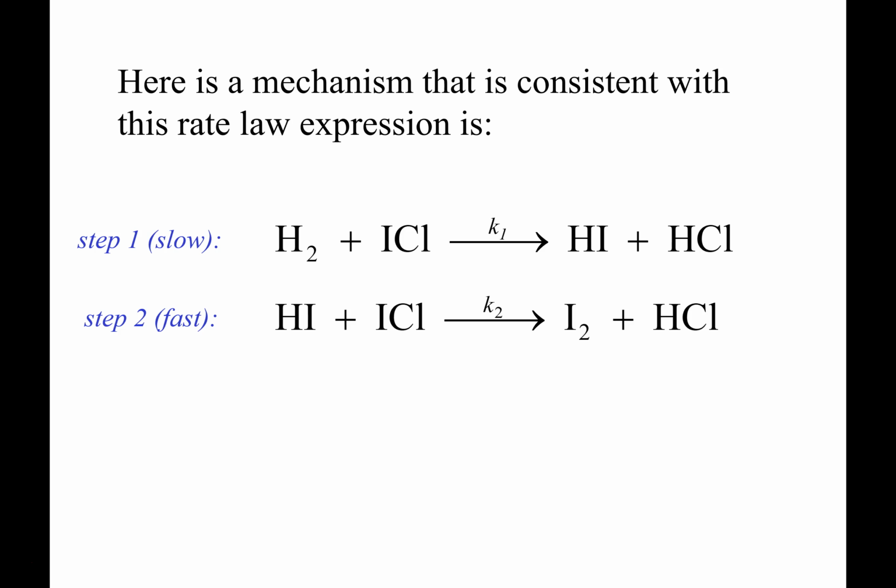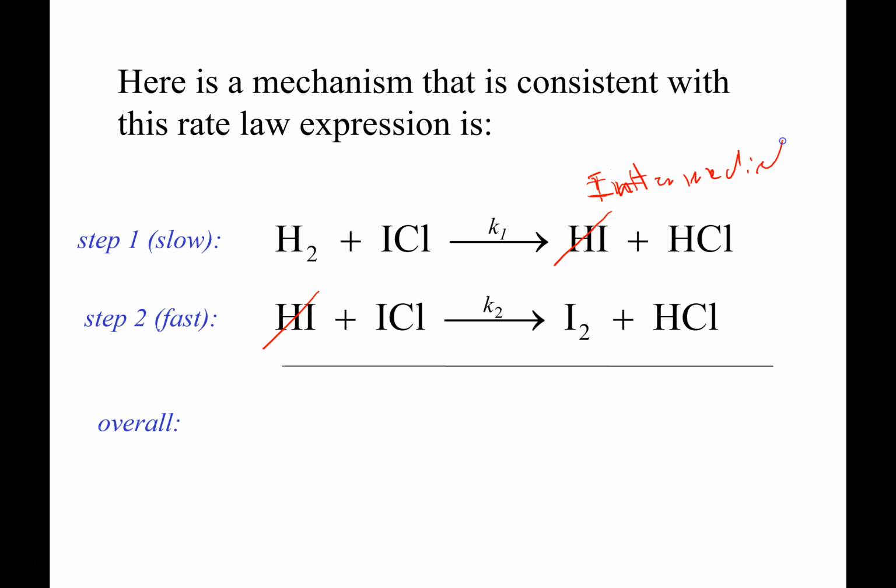So if we add them up together, like we've been talking about doing, notice what cancels. What will cancel there? Yep, the HI will cancel. The HI is an example of an intermediate. So one check to see if your mechanism, your set of elementary steps, is correct is do they add up to be equal to the reaction of interest? And the answer is yes.